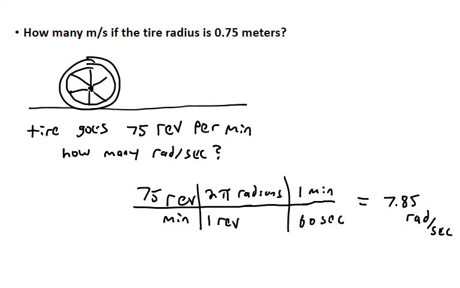How many meters per second is the tire going if the radius is 0.75 meters? So go ahead and pause the clip and do that. When you're ready to check, you can hit play to continue.